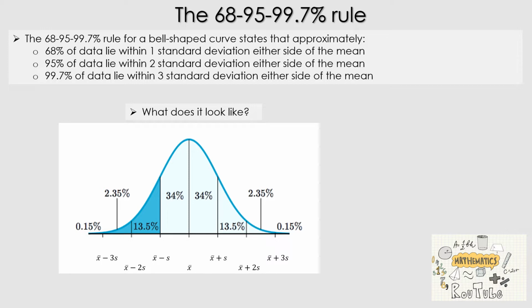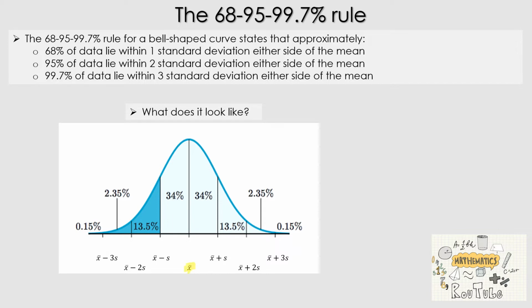The 68, 95, and 99.7% rule for a bell-shaped curve states that approximately 68% of data lies within one standard deviation either side of the mean. If we have a look at our bell curve here, and a lot of times when we look at something graphically, it's a little bit easier to understand. We always start from our reference point, which I've just highlighted in yellow, which is our mean.